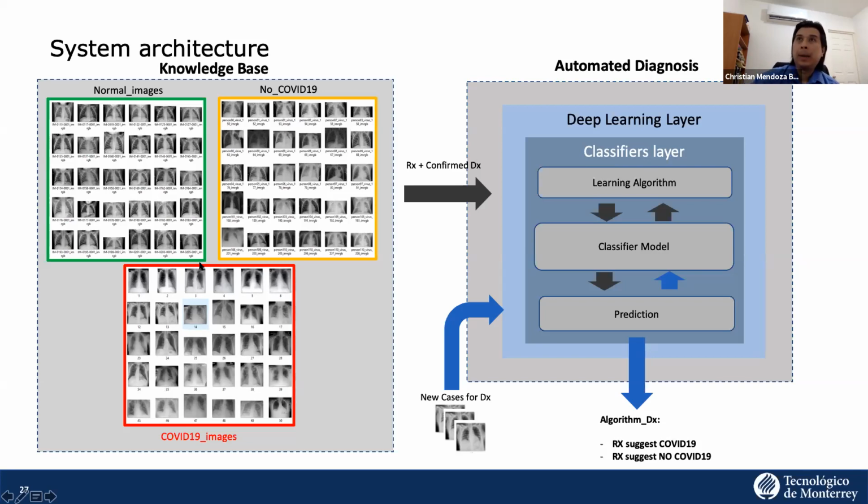And we started with a huge data set of normal images. When we say normal images, what I mean is that the people getting these X-ray radiographies are healthy. So that's a normal image.